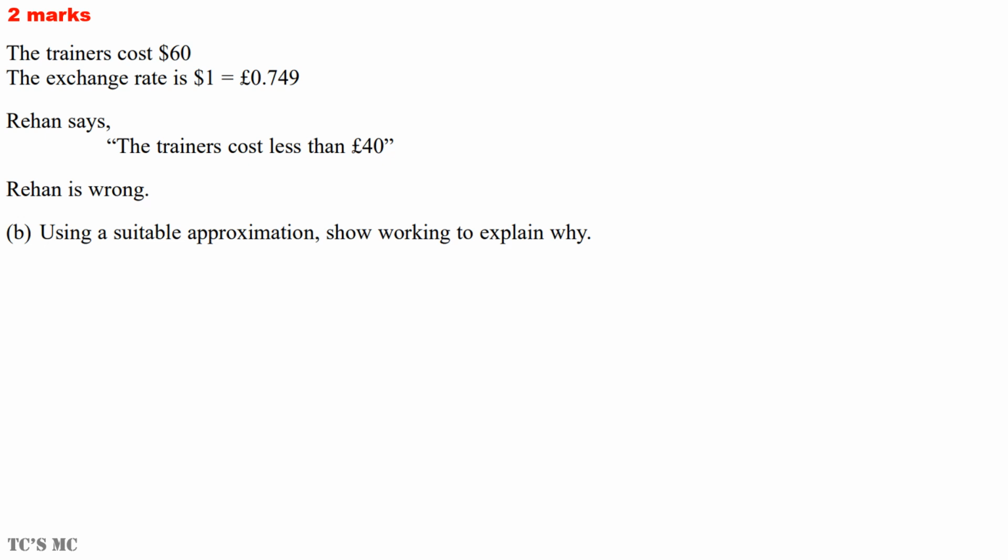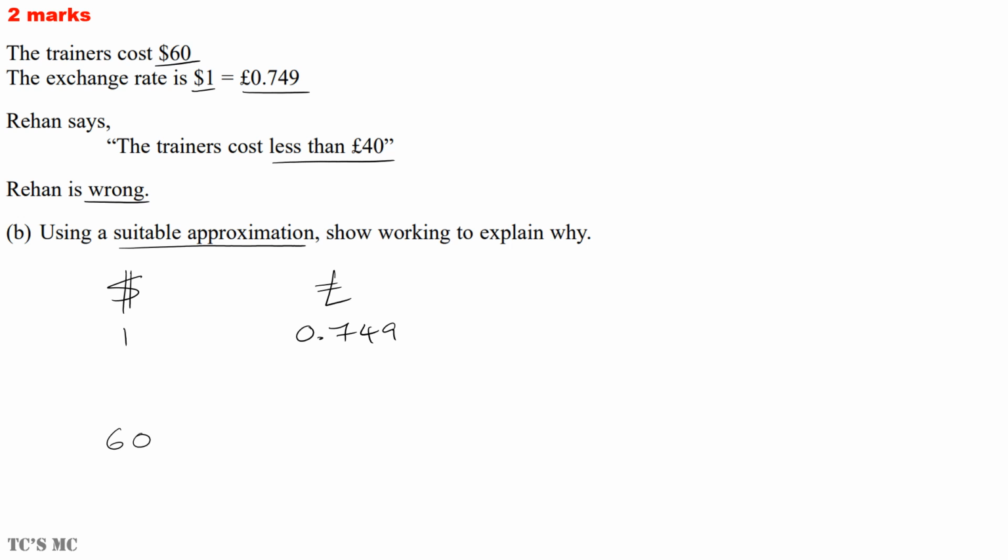The trainers cost $60. The exchange rate is $1 for every 0.749 pounds. Rahan says the trainers cost less than £40. Rahan is wrong. Using a suitable approximation, show working to explain why. To start with, we're going to convert the currency. So we have dollars and pounds. Start with what you know. So $1 is 0.749 pounds. We are converting $60.